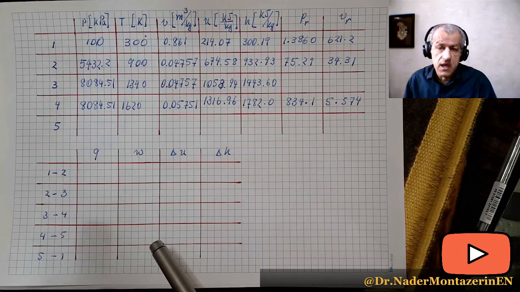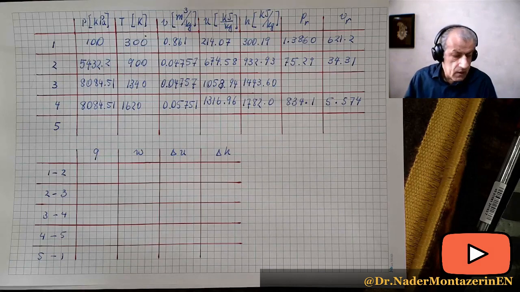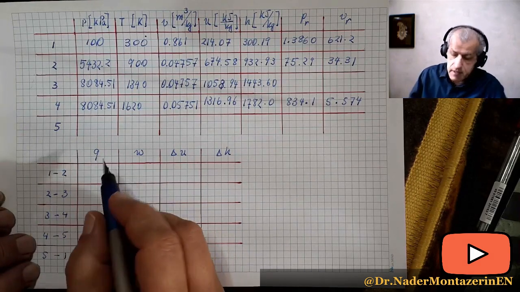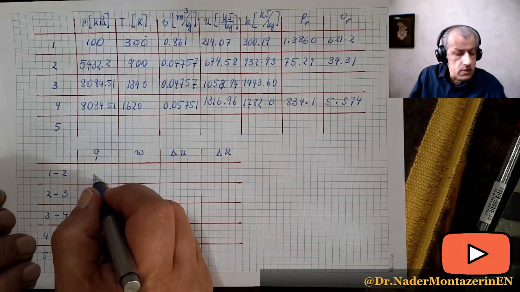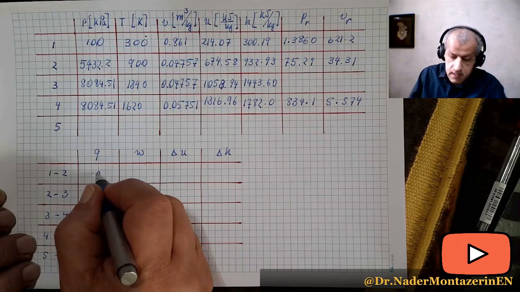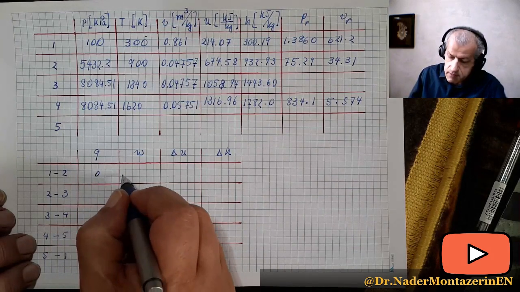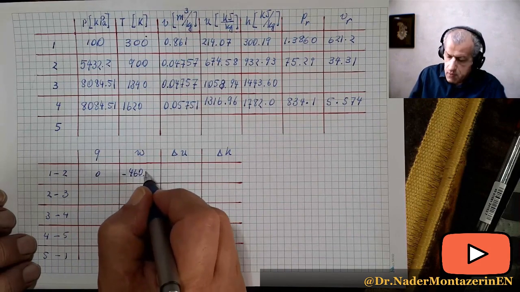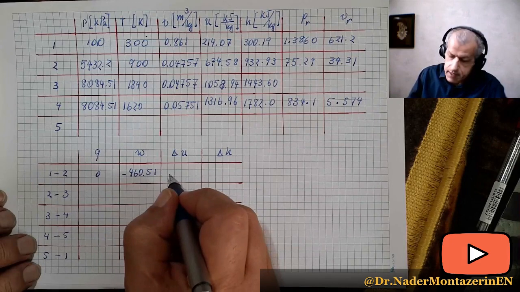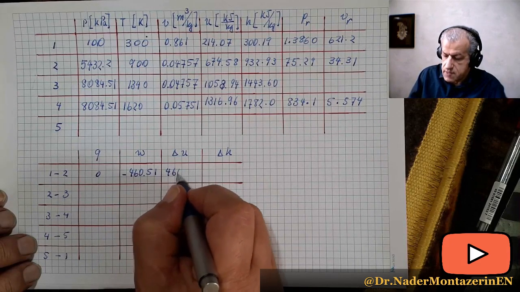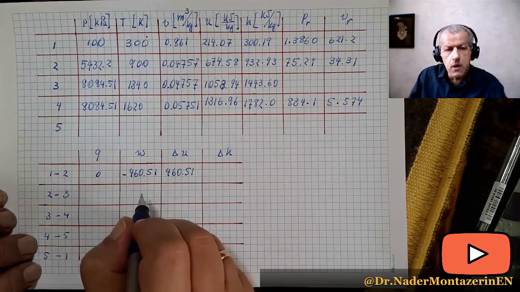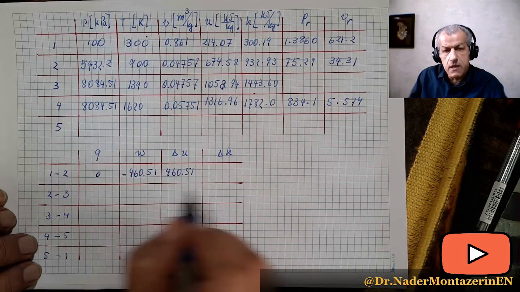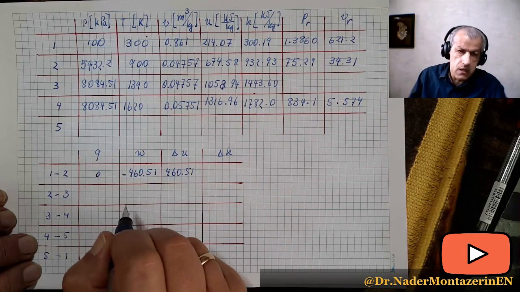That just checks if all our calculations are in fact correct. Now, what we already have is that for process 1-2, Q is 0 and work is minus 460.51, and delta U is 460.51. The delta U, I mean final U minus initial U.